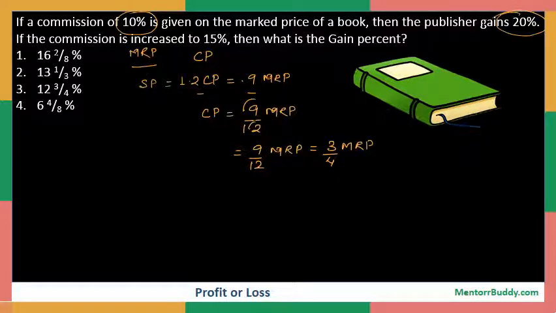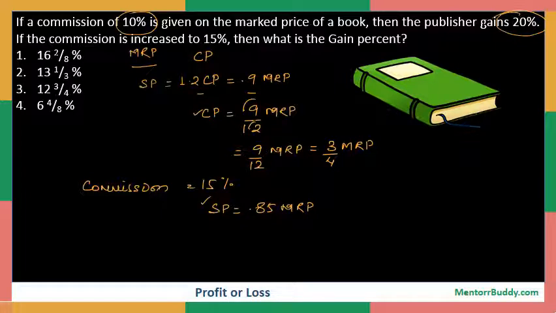If the commission is increased to 15%, then what is the gain percentage? That means this time the commission is 15% instead of 10%. If the commission is 15%, the selling price would be 15% less, that is 0.85 of MRP. This is how the selling price is calculated. Now we have the selling price, and we had the cost price.